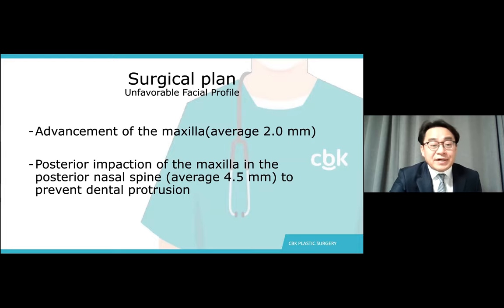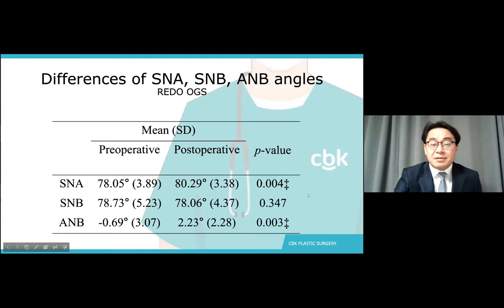For the convex profile, I advanced the maxilla by 2 millimeters, and I did the posterior impaction of the maxilla at PNS, average 4.5 millimeters, to prevent the dental protrusion. I checked the difference of SNA, SNB, and ANB angles. I found the increase in SNA and ANB angle with significance.